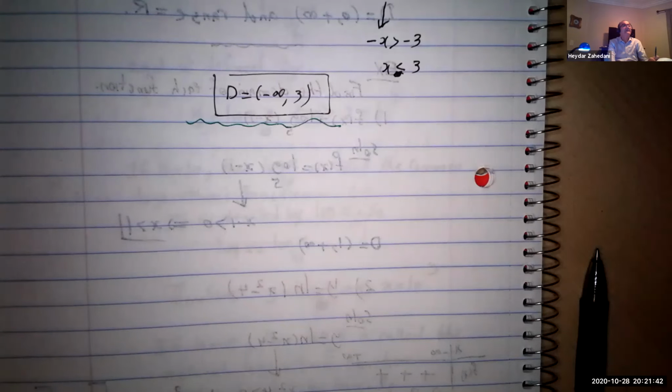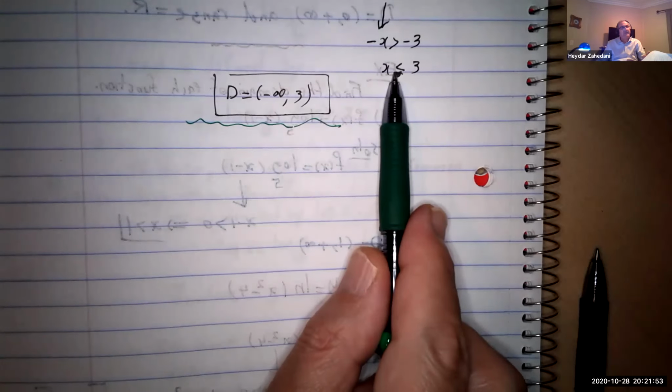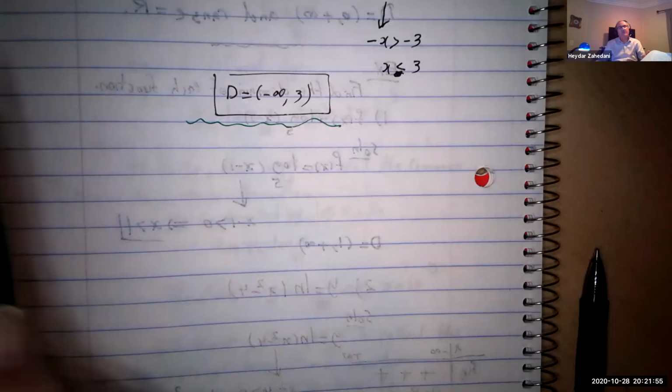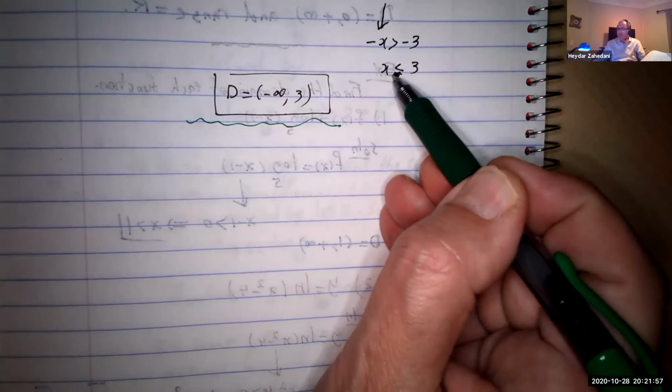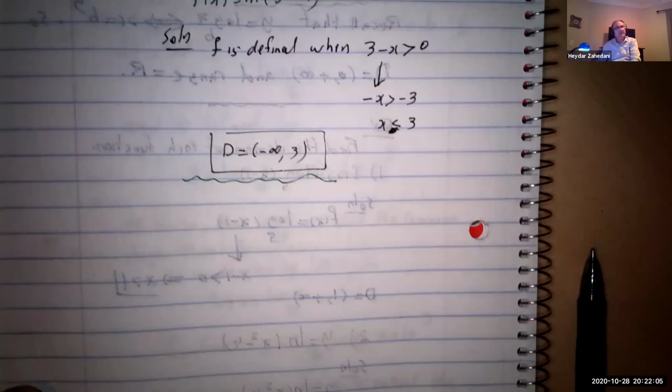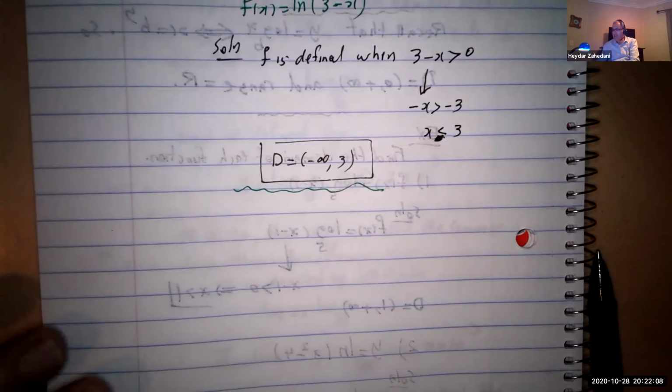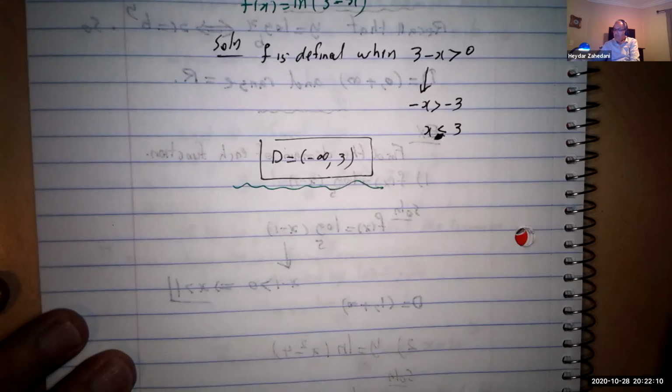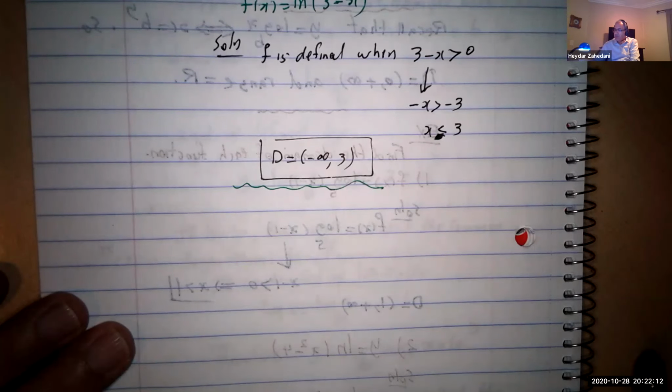Question: is it x less than or equal to, or just less than? It cannot be equal to. It's just less. Remember, no equality. If it were equal to, then the ln would be 0, and the ln of 0 does not exist. Now to get to know the graph of this function a little bit. So what is going to be the graph?